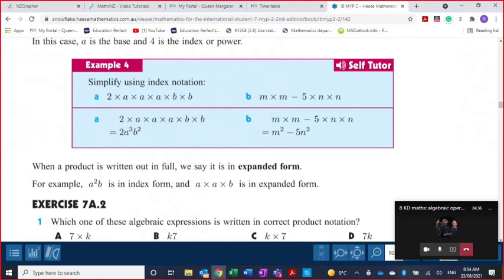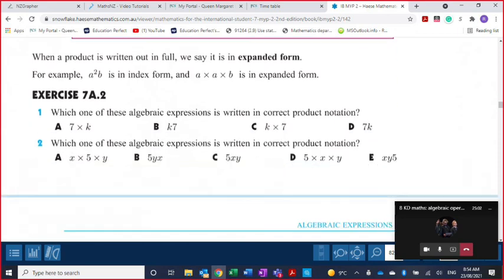This is something that we've learned before. When a product is written out in full, we say it is in expanded form. If it's written as an exponent, that's exponential form or index form. So this top one, 2 times A times A times A times B, that's called expanded form. And then 2A to the 3rd, B to the 2nd is called exponential form. Okay? So just going to go through a couple of these.